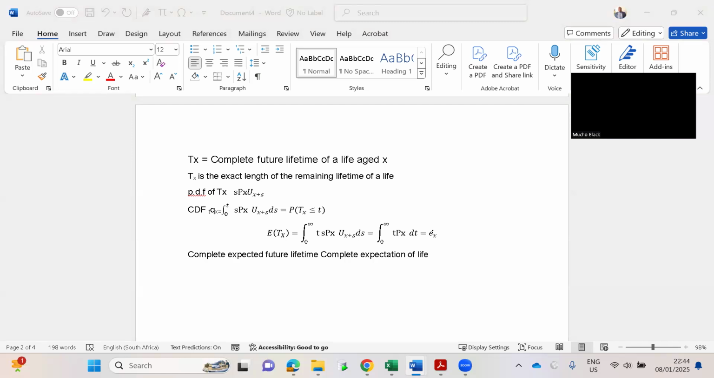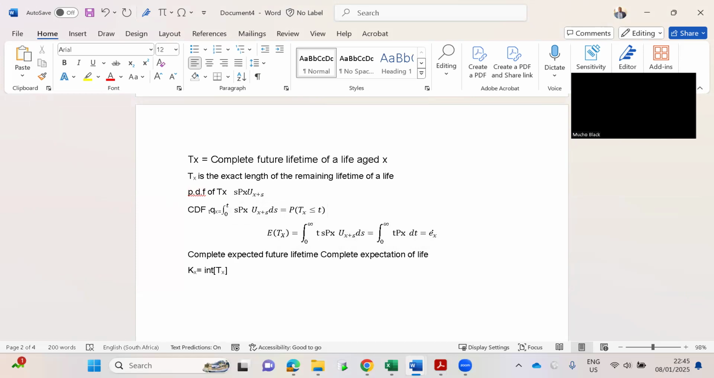And another function, which is kx. So we had tx, we have kx, which is just the integer function, or the discrete value of tx. So it's just the integer part, or the integer value of tx. Okay, so how we calculate this, we'd obviously need to calculate some PDF of kx, and then get to a CDF, and then eventually get to an expectation of value.